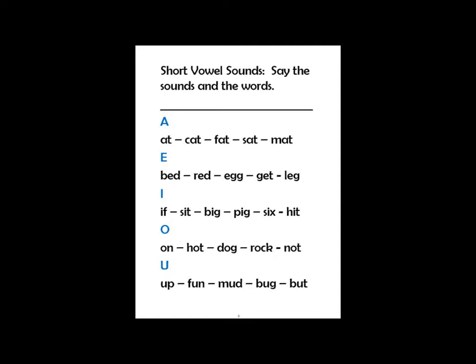Okay, so we're at the end. The long vowel sounds: A, E, I, O, U. The short vowel sounds: A, E, I, O, A. Okay, now you can hear the vowel sounds. Okay, the short vowel sounds.